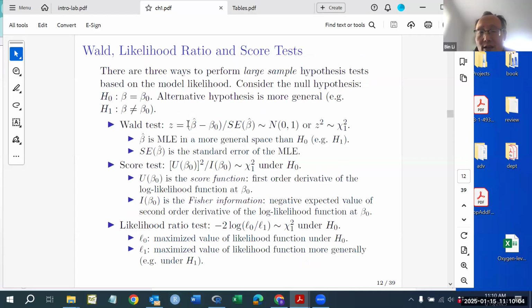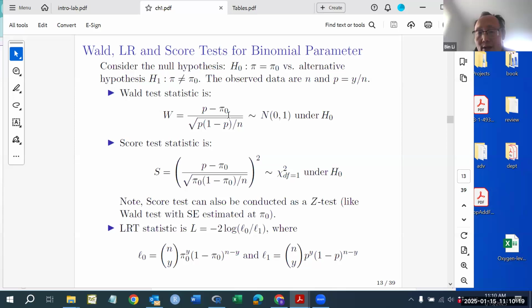You can check this is the same as this. You can see the denominator is based on the sample proportions. Beta hat is our sample estimate, which is the sample proportion p. And it follows a standard normal distribution under the null. And the score test is this one.